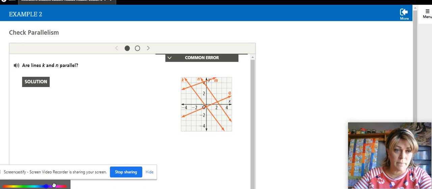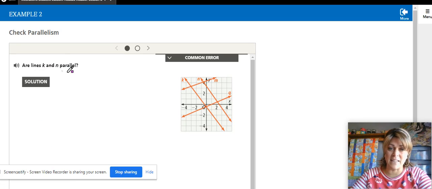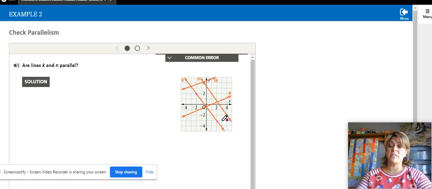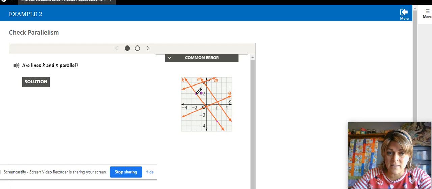Here, let me move this. So we're talking about lines K and N. Let's start with K. I need a point on K that is very obvious. This looks like a very obvious point. And I need another point. This looks like a very obvious point. So find 2 points that are definitely intersecting with the graph paper, and then you need to count their rise. 1, 2, 3, 4, 5. And their run. 1, 2, 3, 4.